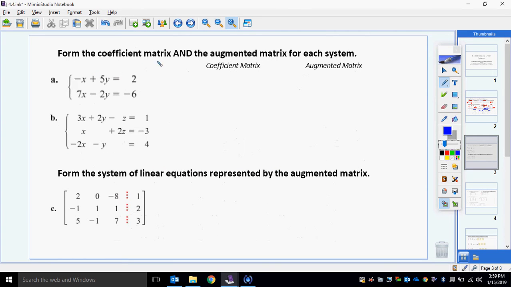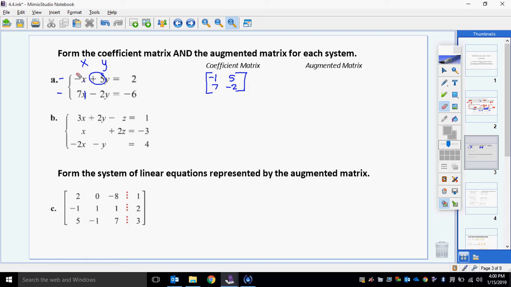All right, form the coefficient matrix and the augmented matrix for each system. So we'll do one together. If this is my system, notice I only have an x and a y, and I'm only going to have 2 rows here. So the coefficient matrix is going to have 2 rows and 2 columns, an x and a y column. And I'm going to fill in just the coefficients. So the numbers in front of my variables are -1 and +5. Then I have a 7 and a -2.